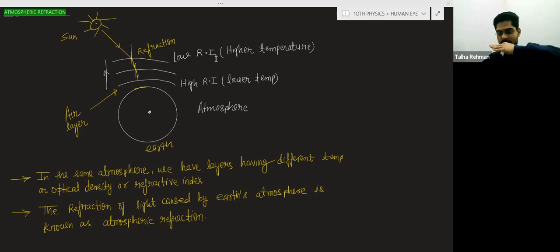Suppose this is the surface of the earth and you are moving away from the surface, in the upward direction like this. The temperature of the air will decrease, oh sorry, will increase. Due to the increase in temperature, the refractive index will decrease, or you can say optical density will decrease. And why is the refraction taking place? Because of the different refractive index of different layers of air in the atmosphere, and that is known as atmospheric refraction.